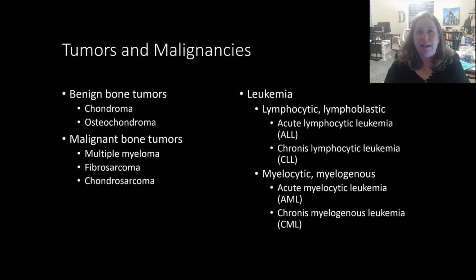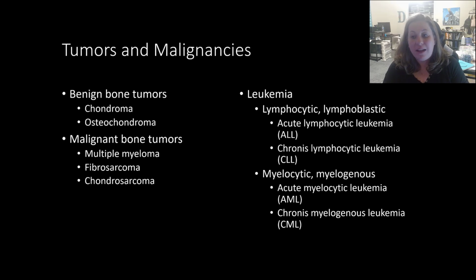Another type of actual malignancy or cancer we see that deals with the bone is leukemia, because this is going to be an issue where we're talking about the proliferating cells, which are found in the bone marrow. So we have the lymphocytic or lymphoblastic type of leukemias. They can also be acute versus chronic. So you can have acute lymphocytic leukemia. If we're talking about abbreviations, this is known as ALL. We have chronic lymphocytic leukemia, which is CLL.